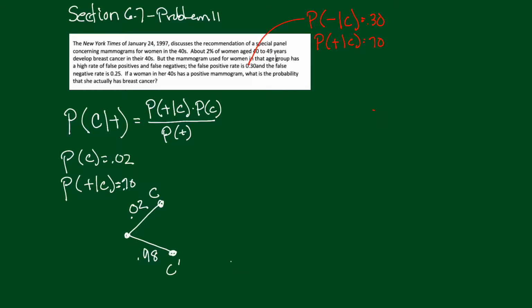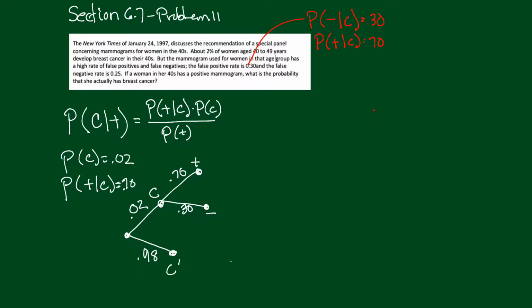Now, let's go up this branch here. Suppose you have cancer. You go and you take the test. The test can come back positive or negative. Now, if you have cancer, the probability of the test coming back positive, that's what we just found out, right? That's 0.70. And this is the one that was given, 30, right? If you have cancer, it would give you a negative result 30% of the time.